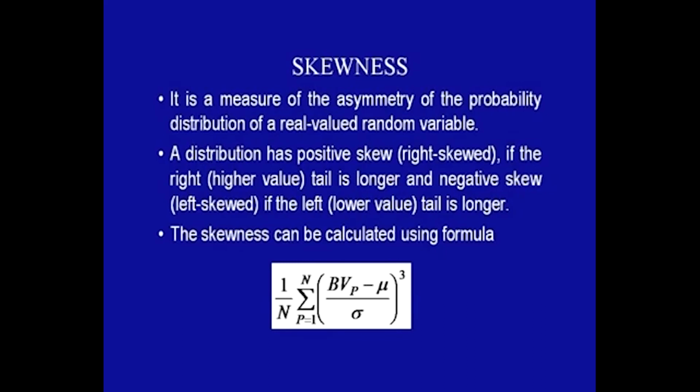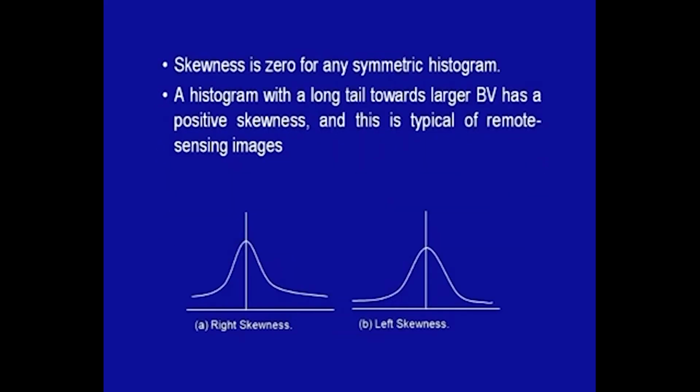The skewness can be calculated using the following formula, that is, 1 divided by n, taking the summation of all the points in the data set of the difference between the input value minus its mu divided by sigma, and taking the cube of the same. Skewness is 0 for any symmetric histogram. A histogram with a long tail towards larger brightness values has a positive skewness, as shown in the graph below, and this is very typical of the remote sensing data sets.